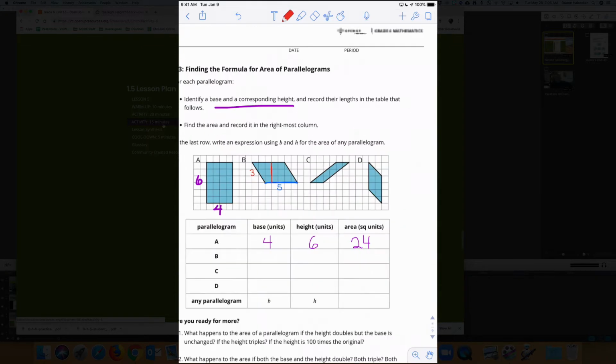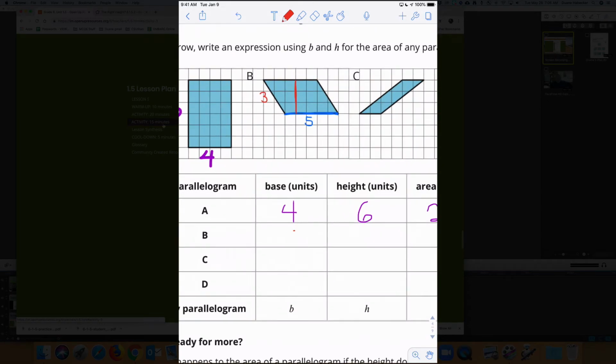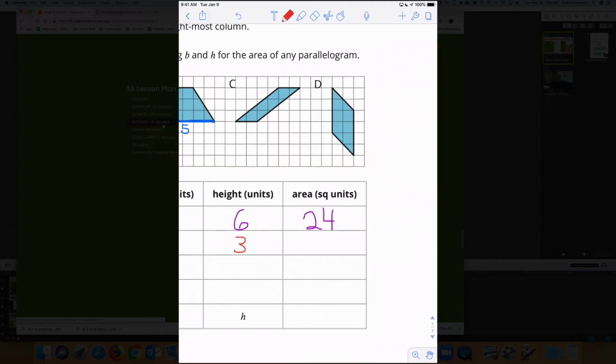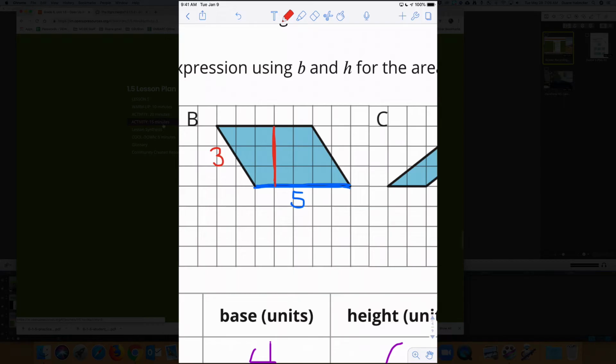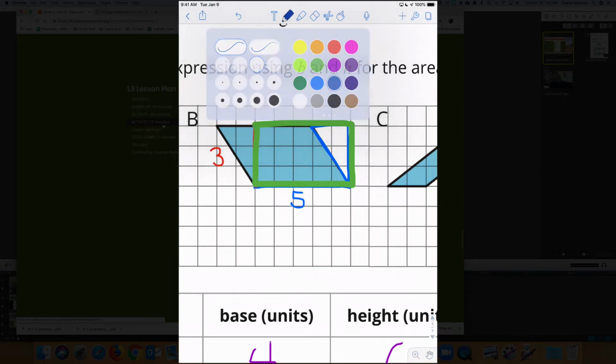All right, so we have a base of 5 and a height of 3. Base of 5, height of 3. And we have our area of 15. Now, how did I get my area of 15? Well, I can imagine this triangle right there. I can see that triangle and I can cut it. I think this was either Tyler's or Elena's method, I can't remember. And we slide it over here and that forms a rectangle that has a base of 5 units and a height of 3 units. So there's our 15.